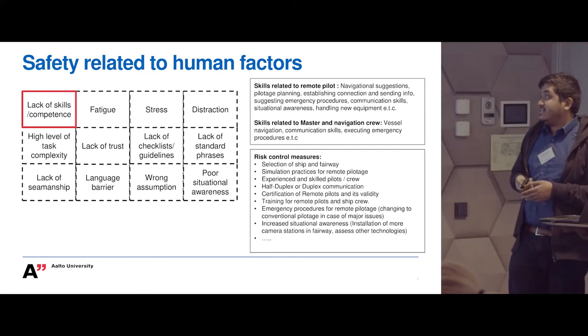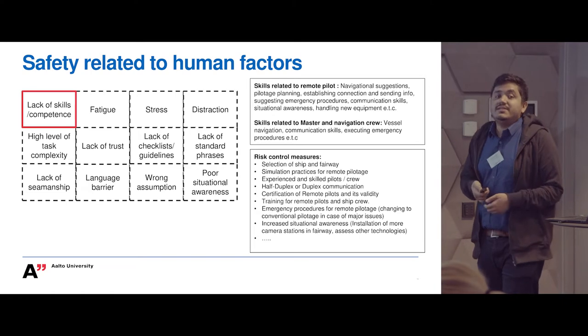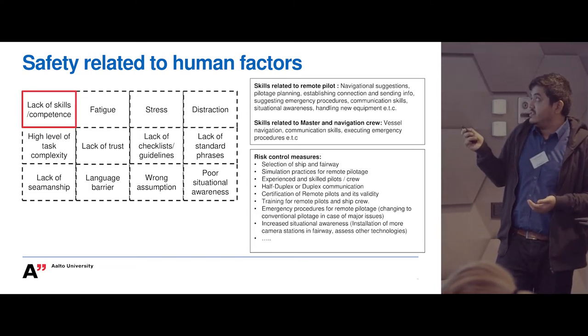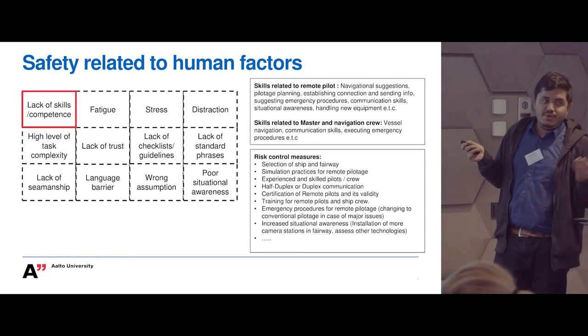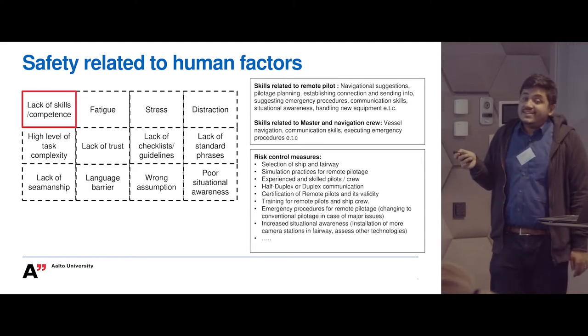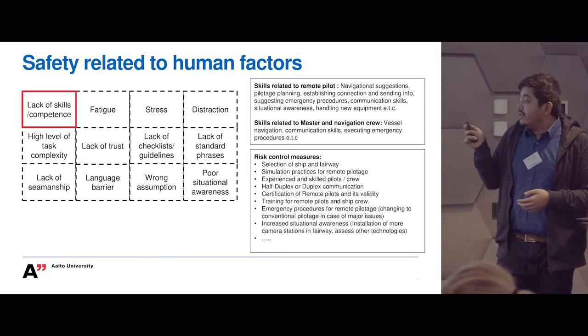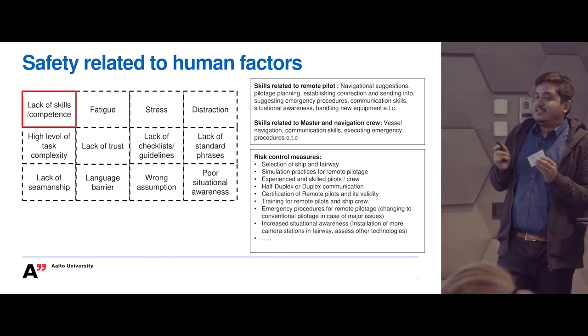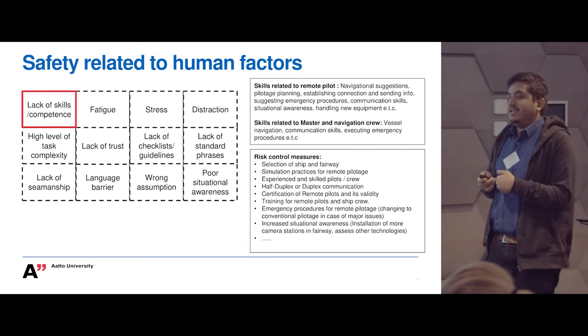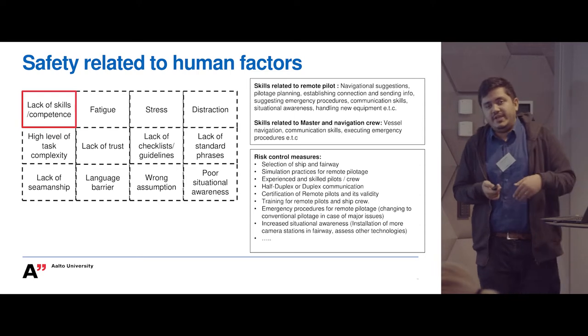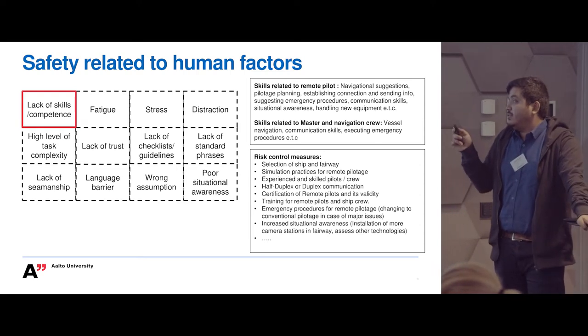So for example, for the lack of skills, there are certain sets of skills that a remote pilot needs to have. For example, he needs to provide navigation suggestions, he needs to plan the pilotage and so on. And there are also certain sets of skills that the vessel crew needs to have. So it needs to go both ways: the vessel crew and the remote pilot need to be trained in order to successfully and safely do the remote pilotage work, right?